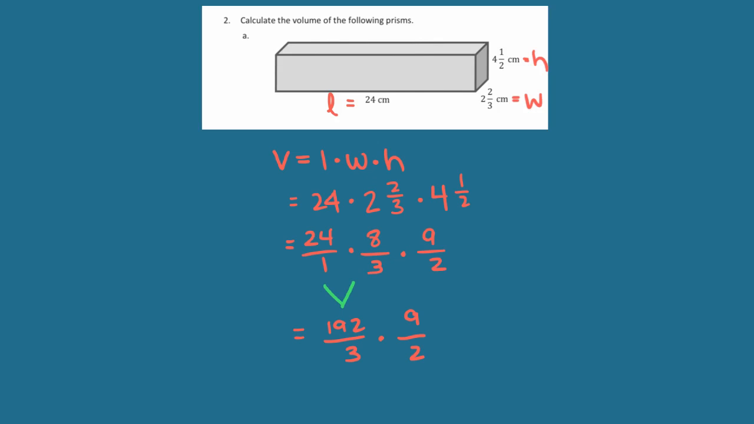Again, if you guys need your calculators, you can multiply 192 times 9, which would give you 1728/6. Again, you can leave that as an improper fraction, or you can convert it back to a mixed number, and do not forget your units, centimeters cubed.